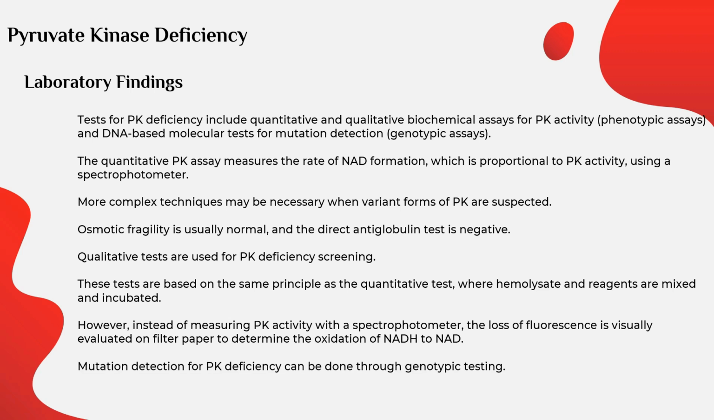Mutation detection for PK deficiency can be done through genotypic testing. This involves sequencing the PKLR gene's exons, flanking regions, and promoter region.